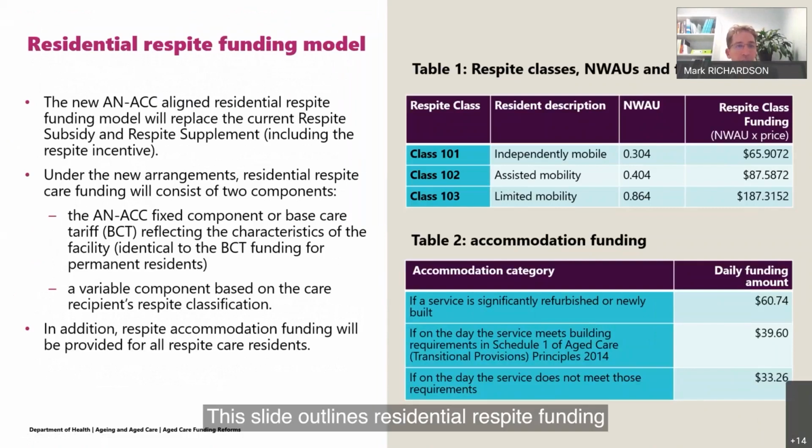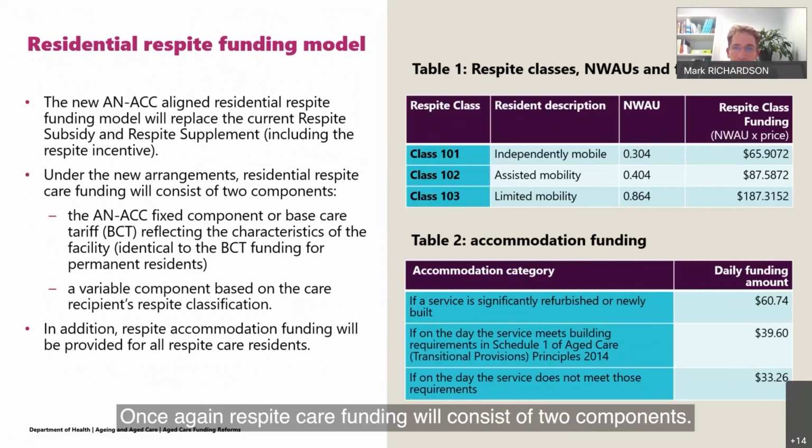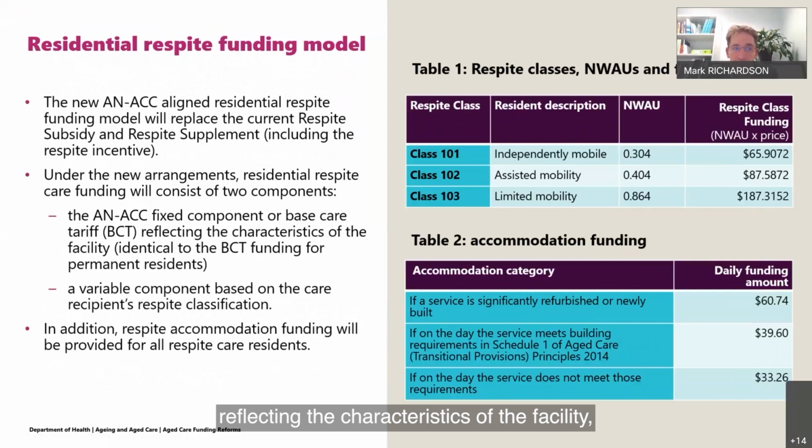This slide outlines residential respite funding arrangements under AN-ACC. Once again, respite care funding will consist of 2 components. The AN-ACC fixed component or base care tariff, reflecting the characteristics of the facility, identical to the base care tariff funding for permanent residents, and a variable component, which is based on the care recipient's respite classification. As you can see, there are 3 respite classes compared to 13 for permanent residents.